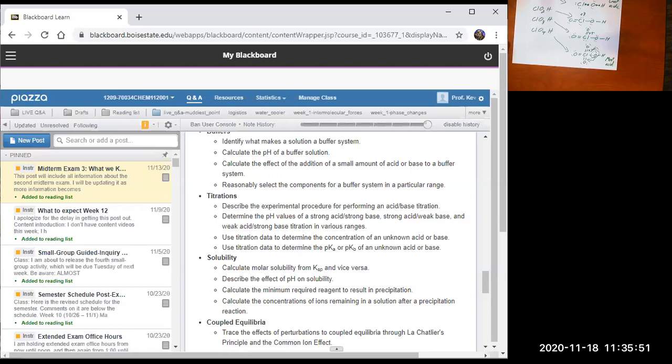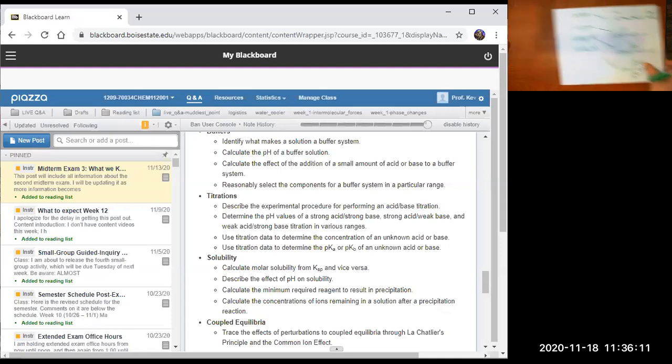I know that some people on Piazza were getting kind of confused about converting between molar solubility and KSP and what each of those mean. Is anybody here still confused enough about that you'd like me to go over that? Seeing some, okay. I'll do that relatively quickly.